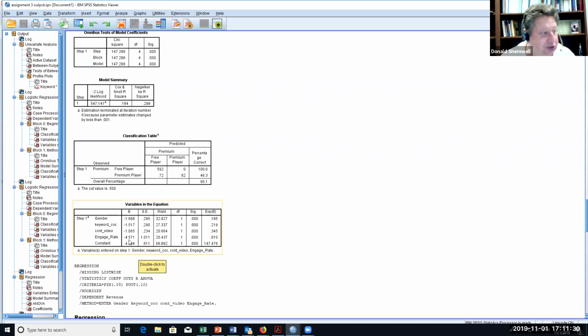The only difference is that all of a sudden, in terms of becoming a premium player, the engagement rate is negatively related to the propensity to become a premium player. And that's not what we would expect. And it happens again when we look at the effect between the engagement rate and revenue. It's negative. That's not what we expect. That's a counterintuitive finding. Get a bonus if you can figure that out.